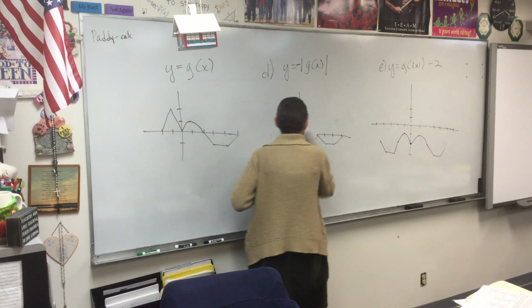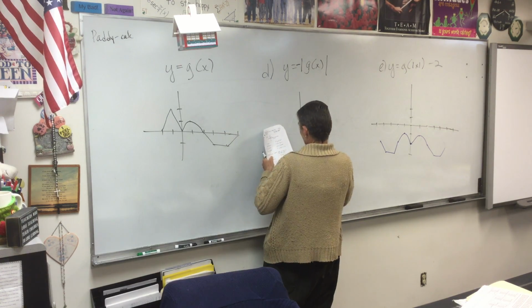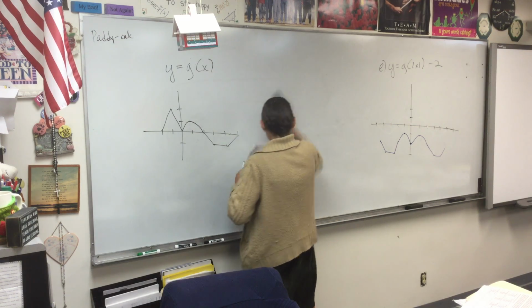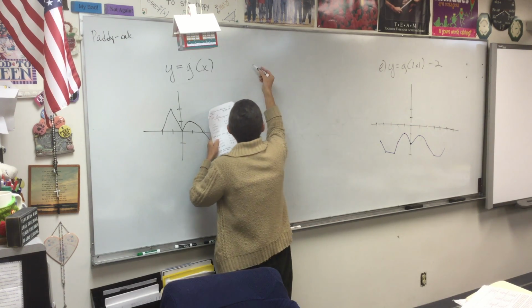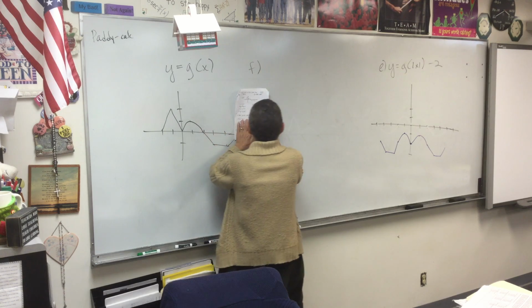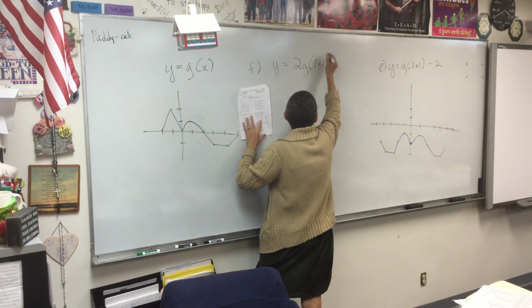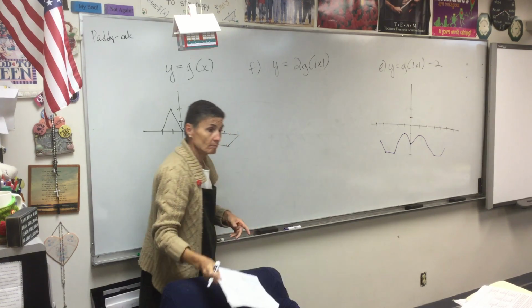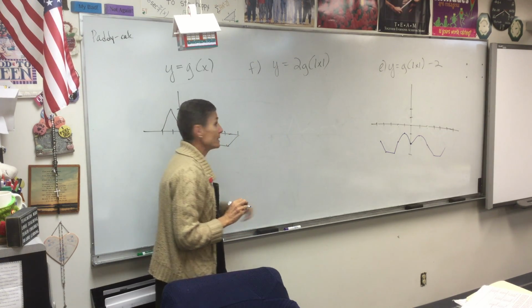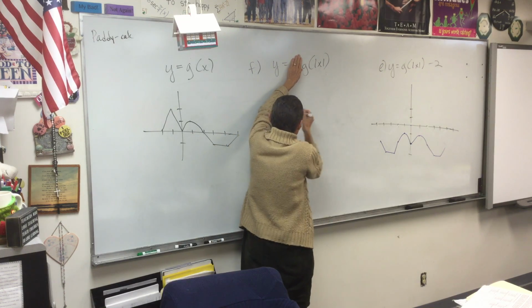Okay, now we're ready for F. All right, and F says we're going to graph 2g of the absolute value. Now, let's start right here. What does that look like?